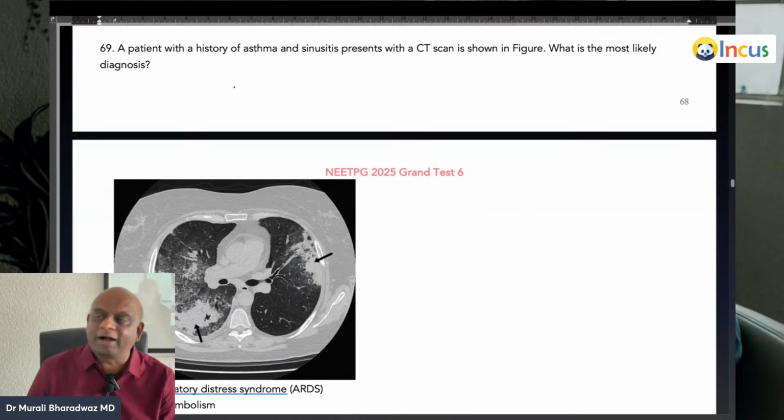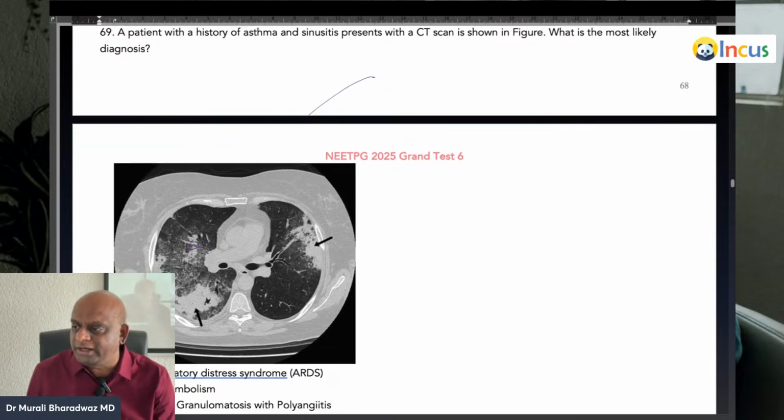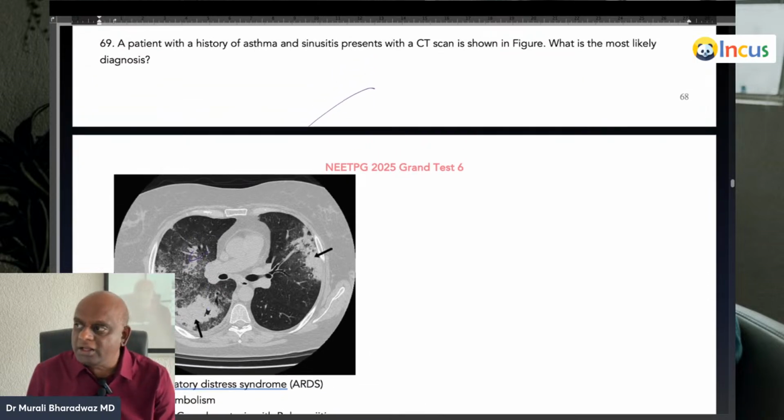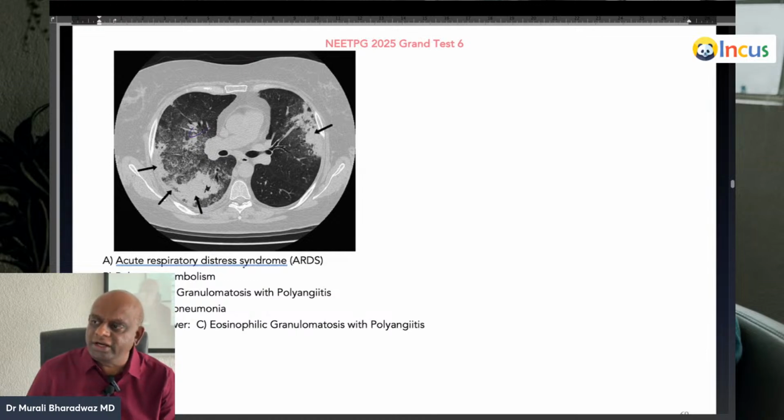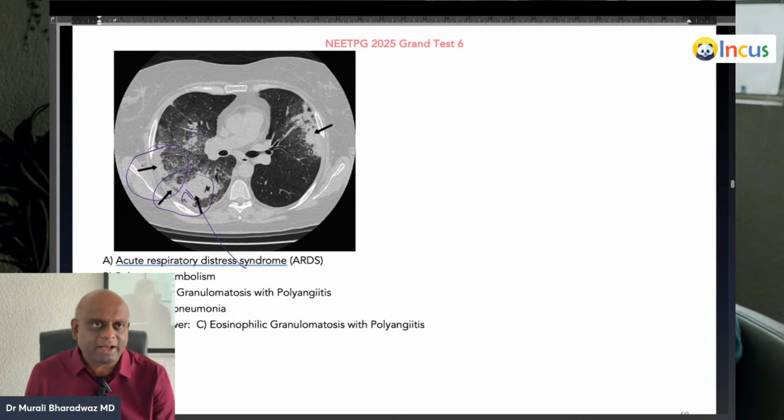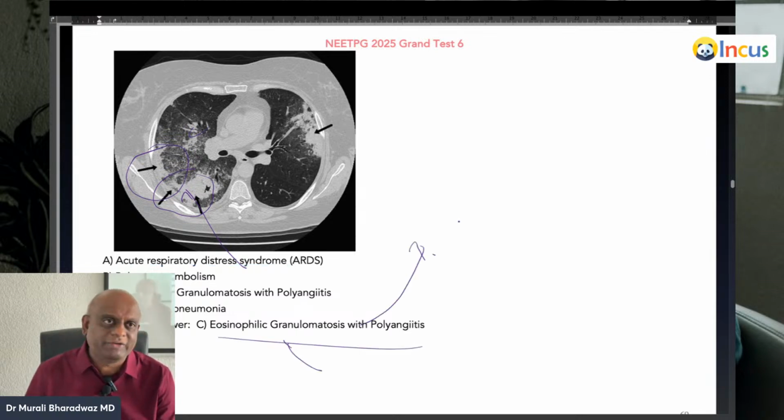The patient has a history of asthma and sinusitis. CT scan is being shown. Asthma and sinusitis. So in the CT scan, you can once more see the presence of vasculitic alveolar hemorrhages, which is typical of eosinophilic granulomatosis with polyangiitis, also called Churg-Strauss disease.